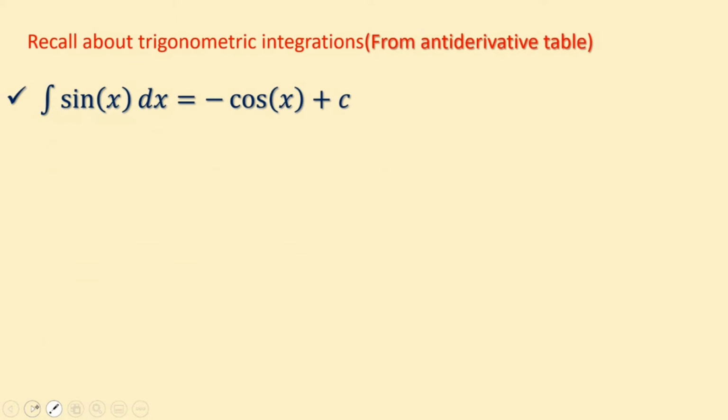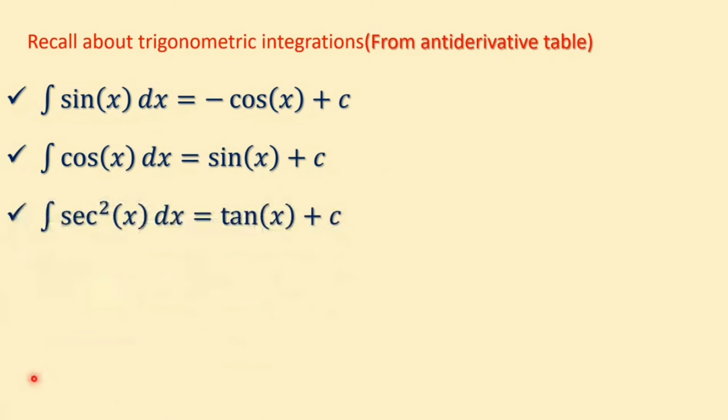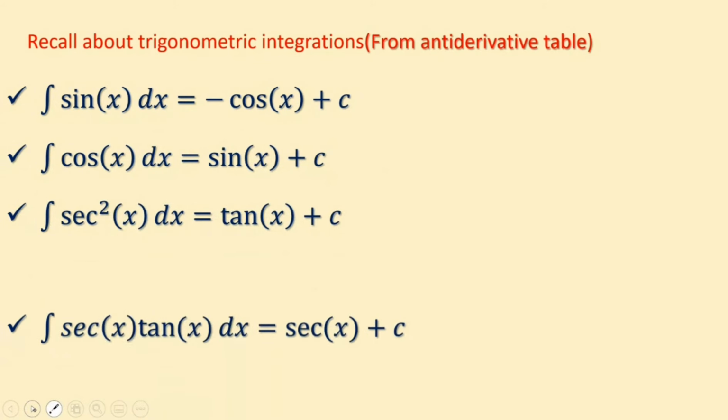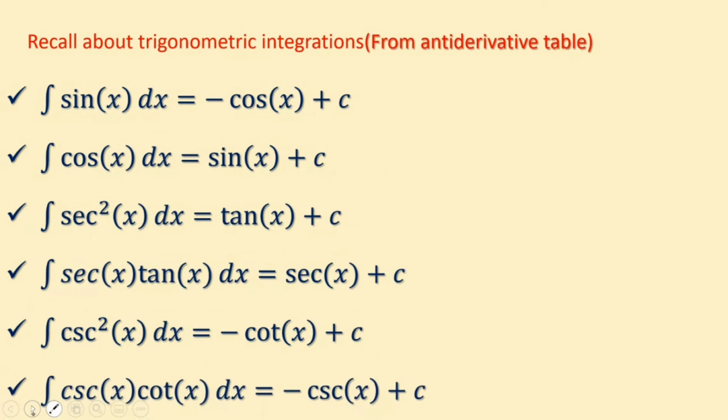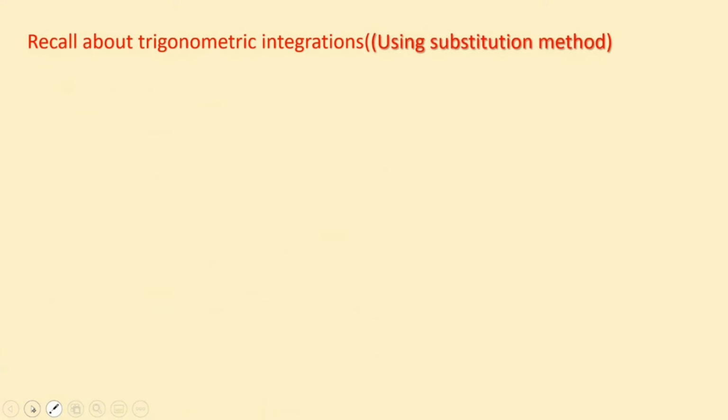Integration of sin x is minus cosine x. Integration of cosine x is sin x. Integration of secant square x is tan x. Integration of secant x tan x is secant x. Integration of cosecant square x is minus cotan x. And integration of cosecant x cotan x is minus cosecant x.